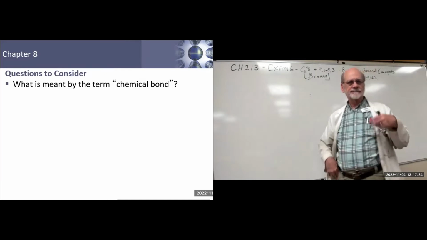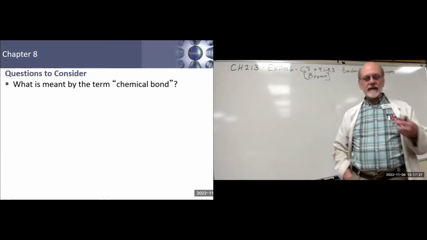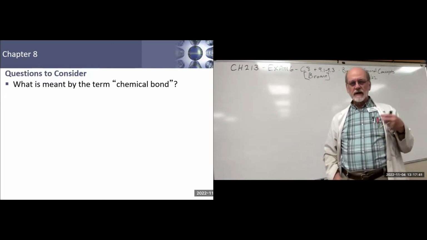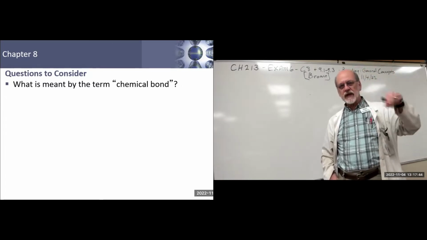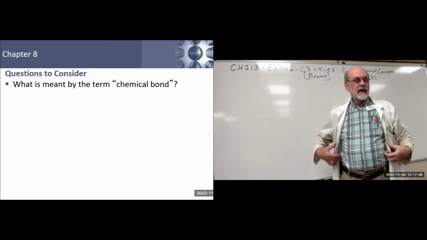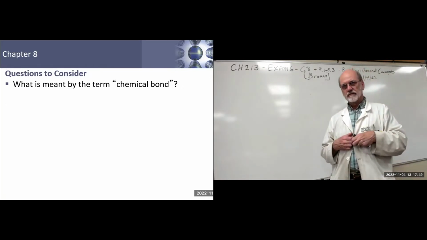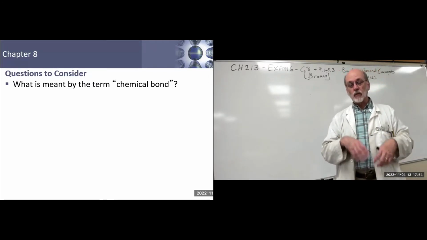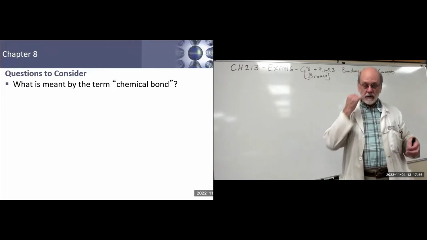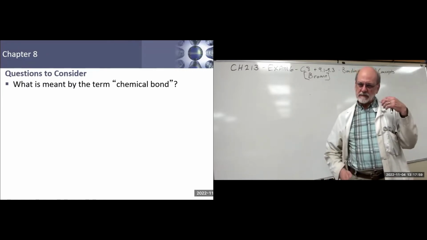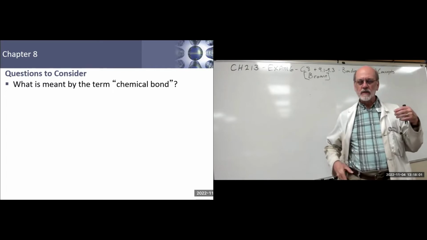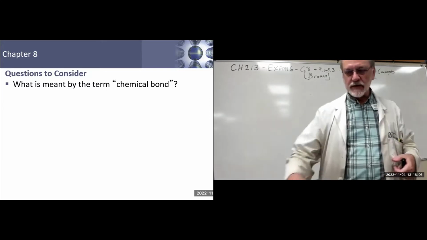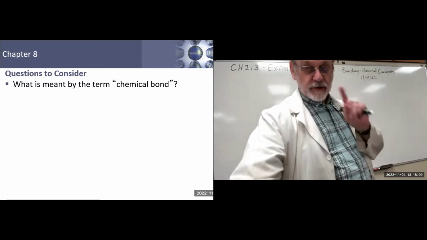All right. I think up to this point in the semester, we've danced around the concept of the chemical bond. We've got enough information out there so that you can actually work problems, but we haven't tried to tackle what is a chemical bond. What do we mean by the term chemical bond? That's the first question to consider.